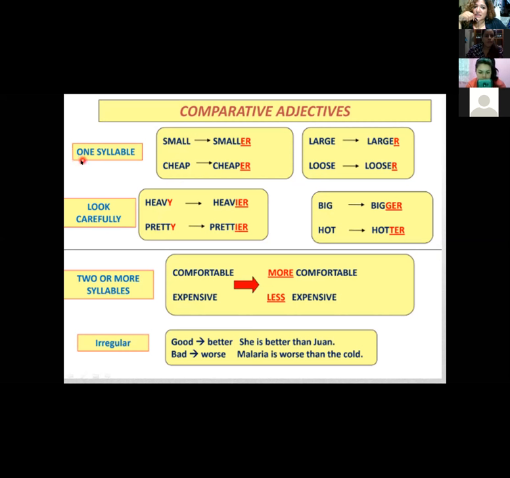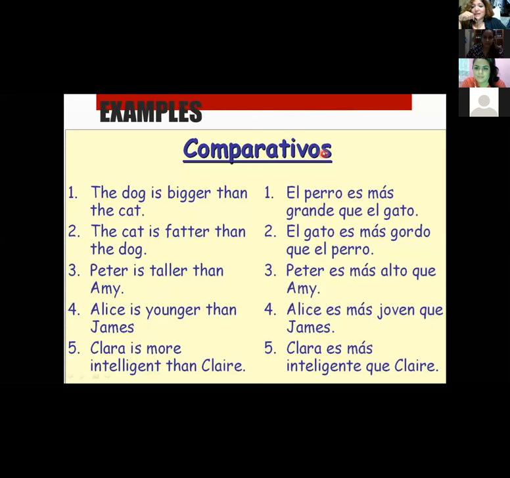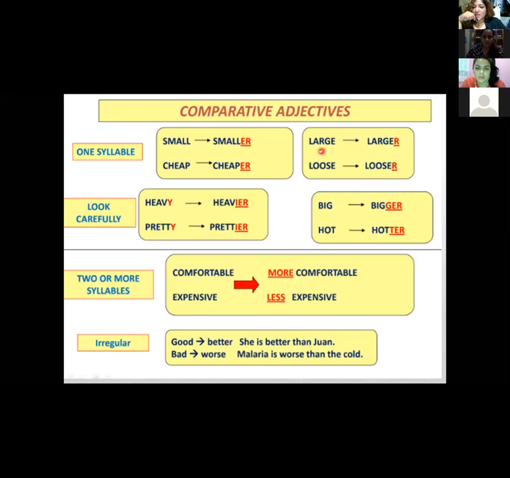Las sílabas en inglés se cuentan por pronunciación. Eso es bien importante saberlo. Okay? For example, ¿cómo se pronuncia esta palabra? How do you pronounce this word? Large. ¿Verdad que no decimos large? No, we don't say large. We say large. So, large tiene una sílaba porque por pronunciación it has one syllable.